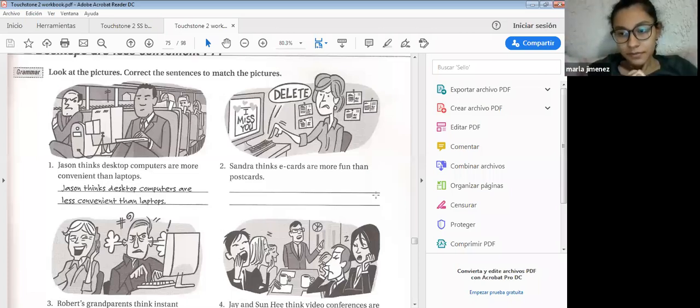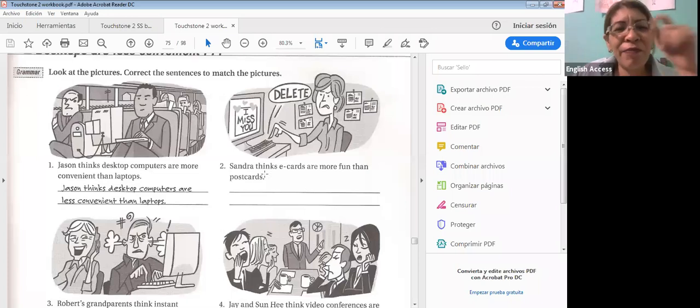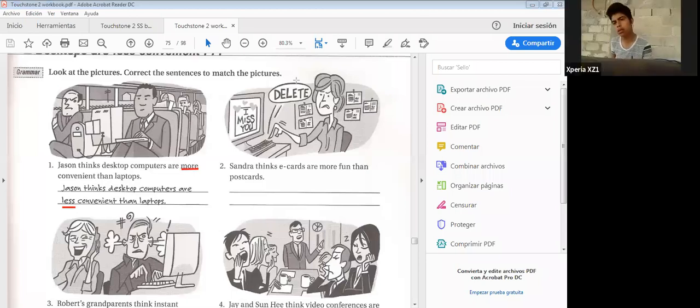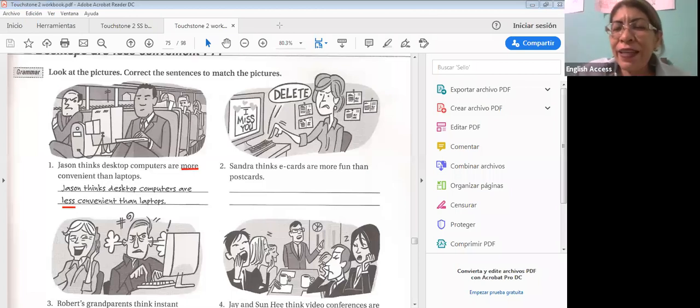And the opposite of more fun? Try to use the same adjective. Pay attention again to the example. Here, let me underline. Here we have more convenient, okay? But if you pay attention to the picture, it's less convenient. So Sandra thinks e-cards are more fun than postcards.